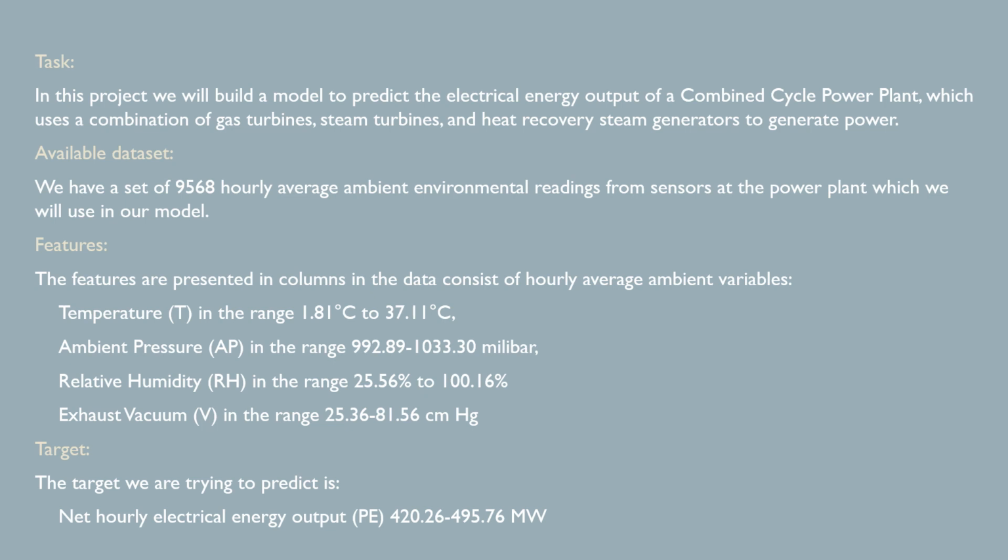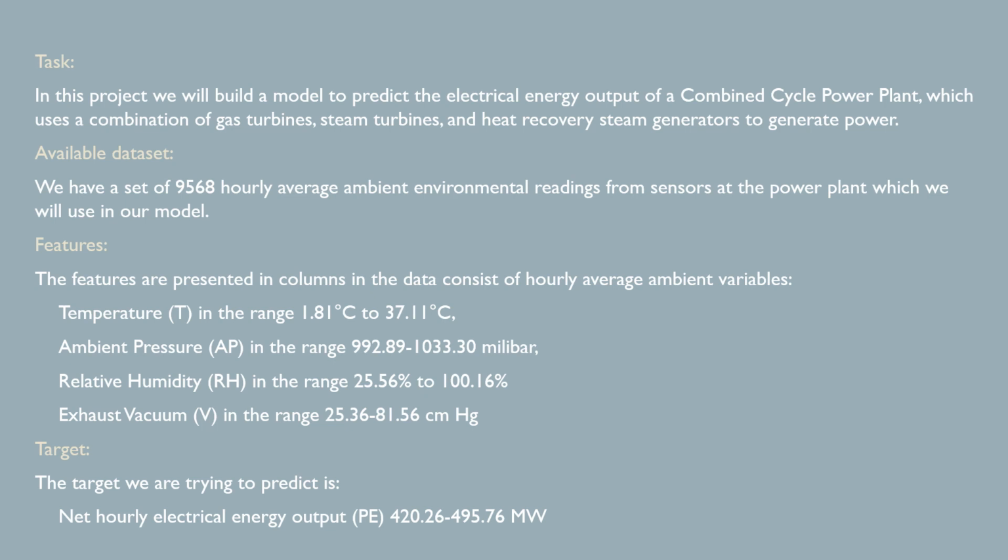The task is to build a model to predict the electrical energy output of a combined cycle power plant, which uses a combination of gas turbines, steam turbines and heat recovery steam generators to generate power. We have a set of 9,568 hourly average ambient environmental readings from sensors at the power plant, which we will use in our model.